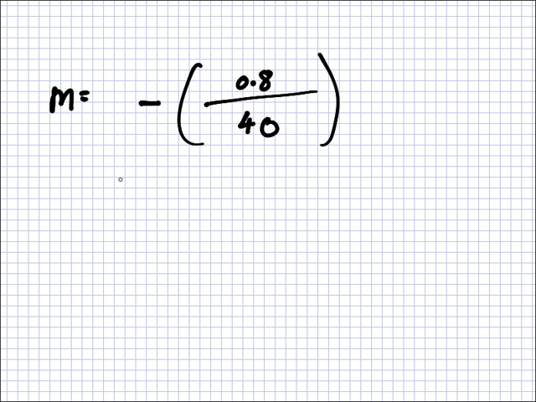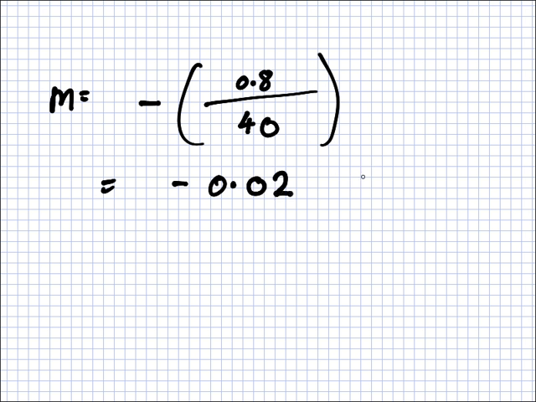So you have your graph. What's the gradient? If I look at the graph, it would be minus because it's going down, and the height is 0.8 and the base is 40. So what does that equal? Minus 0.02.